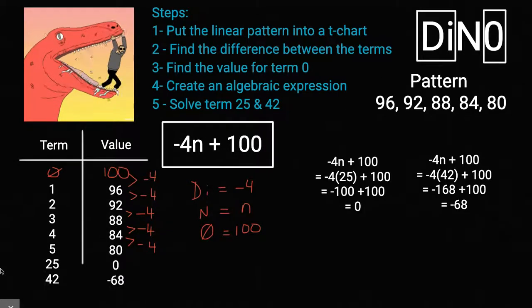So hopefully this is what you came up with. You might have noticed that the difference between the terms is -4. We are going to be using n as a variable, and our term 0 has a value of 100. So that would have allowed us to come up with the algebraic expression -4n plus 100. We would use that to solve term 25 and 42. After solving, you would find out that term 25 has a value of 0, and that term 42 has a value of -68. Awesome. So hopefully that's what you got. If you did not get that, please send me an email or ask me about it in class. We can work on that together.